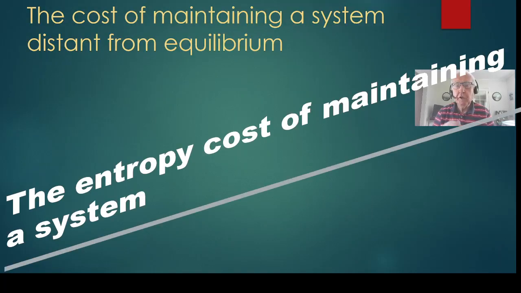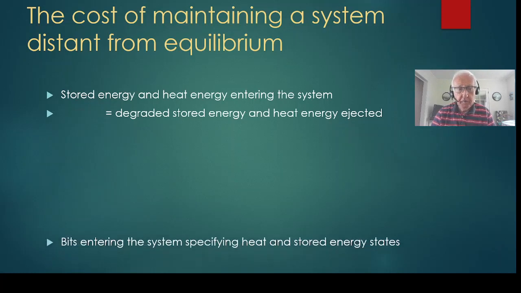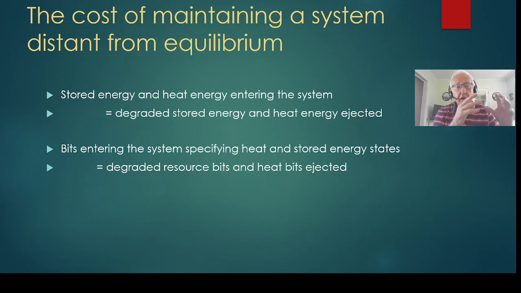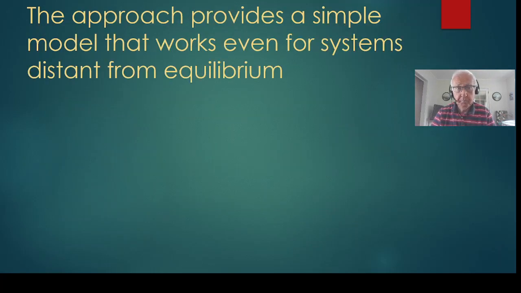This allows us to see the cost of maintaining a natural system distant from equilibrium. The stored energy and heat energy entering the system must equal the degraded stored energy and the heat energy ejected. At the same time, the bits entering the system, specifying the heat and stored energy states, must equal the degraded resource bits and heat bits ejected. Energy in must equal energy out, and the bits in must equal the bits out, and the temperature adjusts so that these two equalities are satisfied, maintaining the system distant from equilibrium.